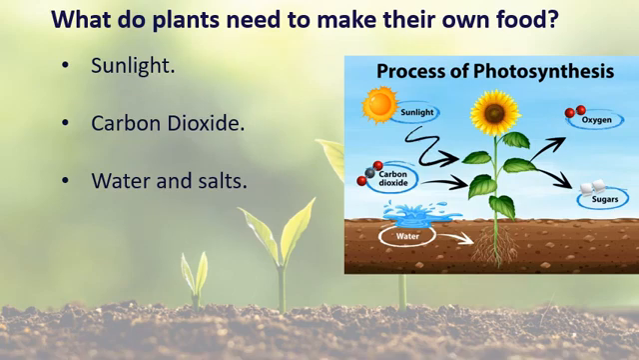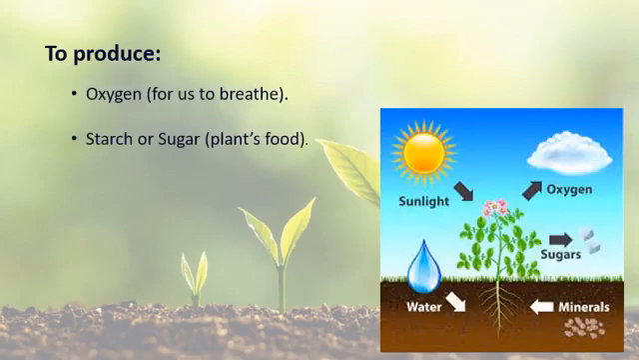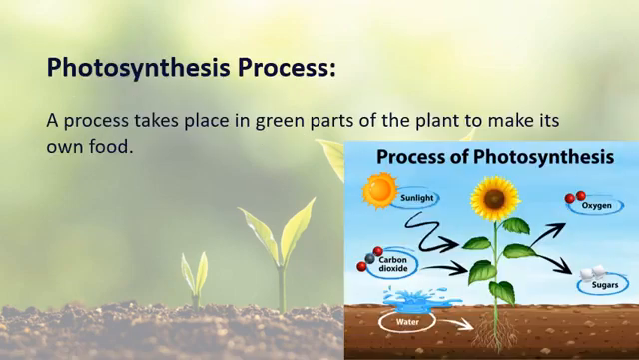We know now that plants use sunlight as energy, carbon dioxide from air, and water and salts from the soil. The plant cell takes these components to a place called the chloroplast. It is like a kitchen to produce oxygen for us to breathe and sugar and starch, which are the plant's food. The process of taking these three components and making them into food is called photosynthesis.